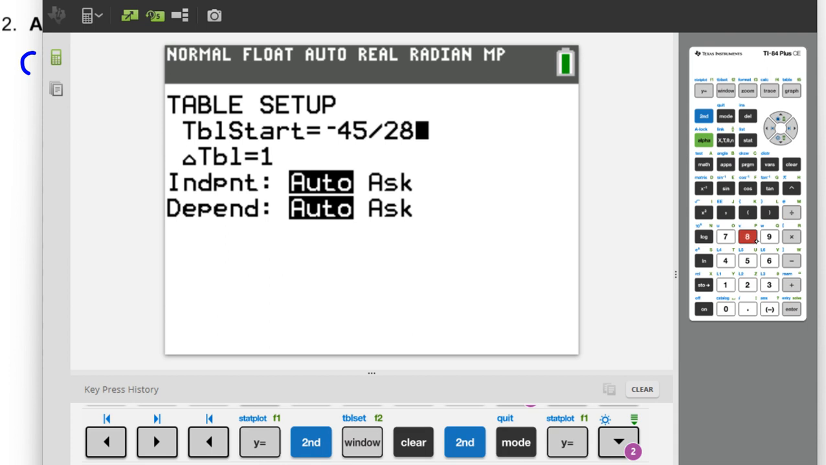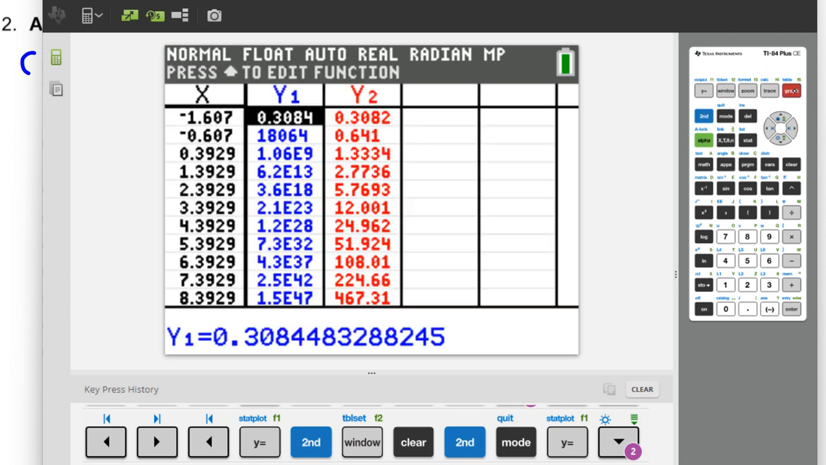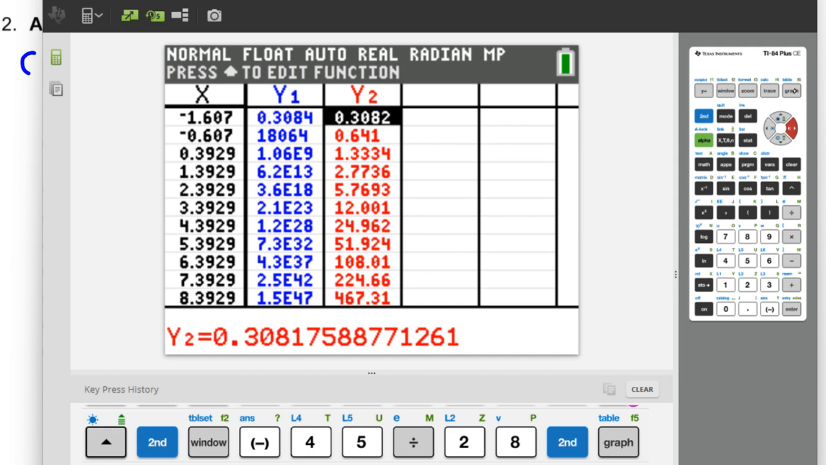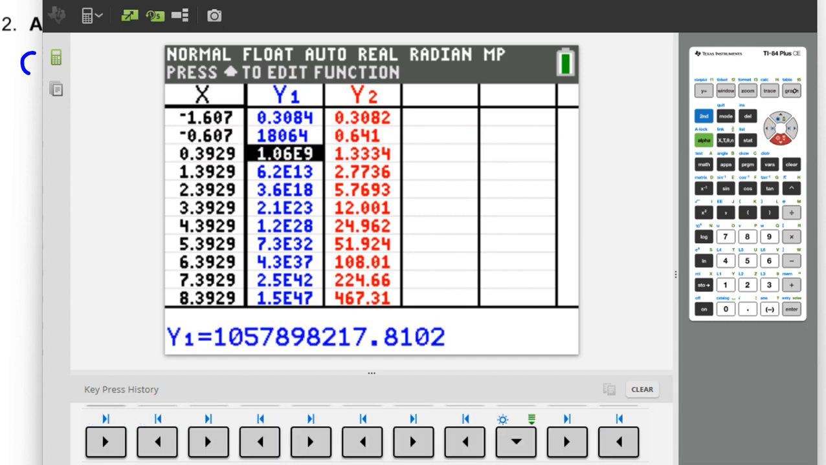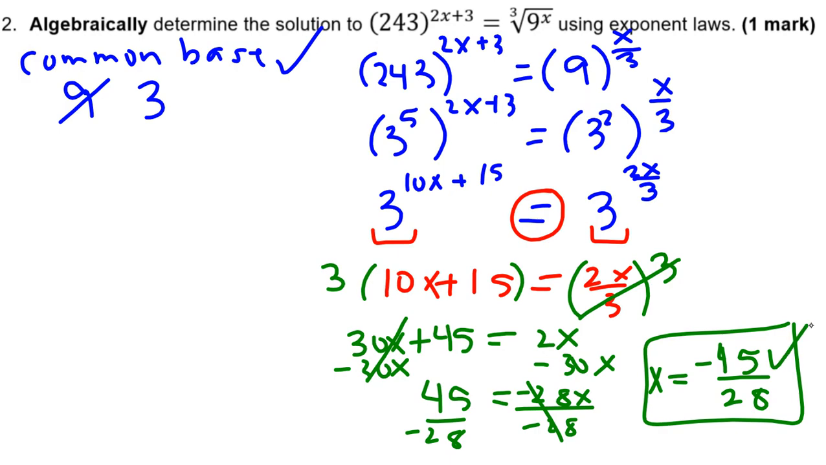Okay, so you plug in whatever you think your solution might be. Then you go into your table, second graph, and I can see that for that number, look at that, y1 equals y2, which tells me it's the solution. Notice it's not equal for any other value because those are not solutions. So back up here, y1 equals y2, which tells me that my solution is correct.